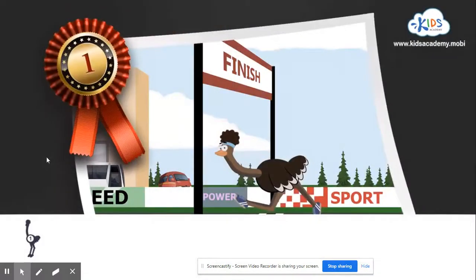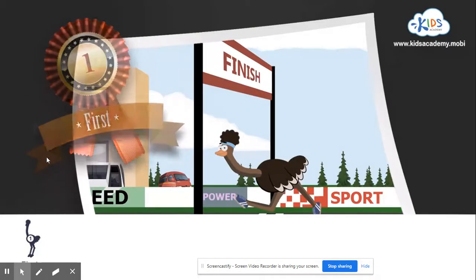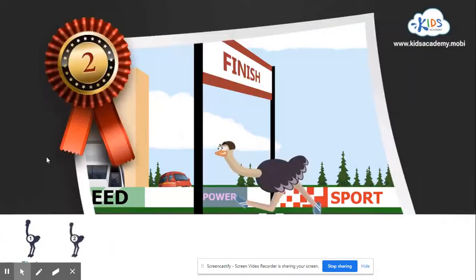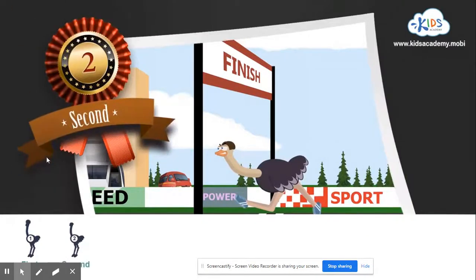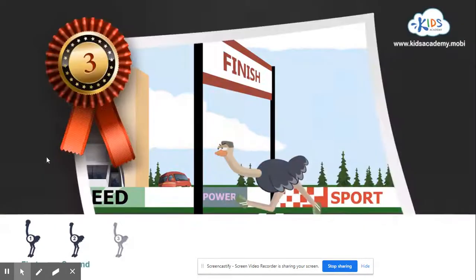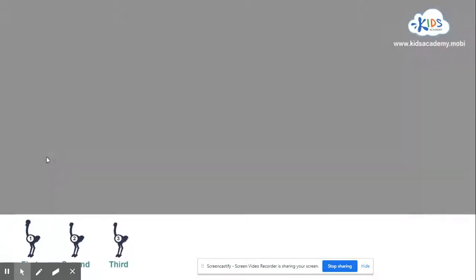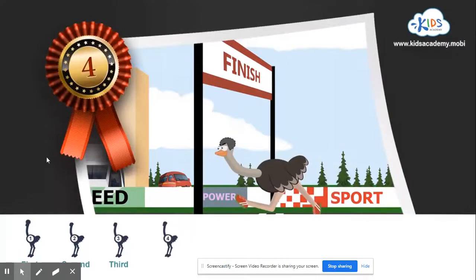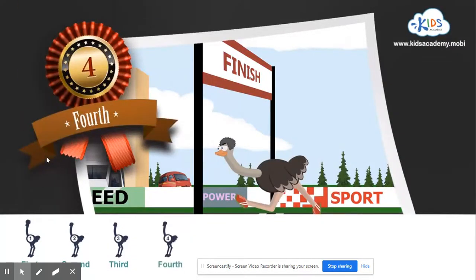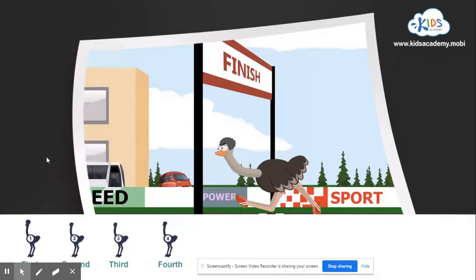One. This ostrich is the first to finish the race. Everybody say first. Two. This one is the second. Three. The third. Four. The fourth. Great counting, everybody.